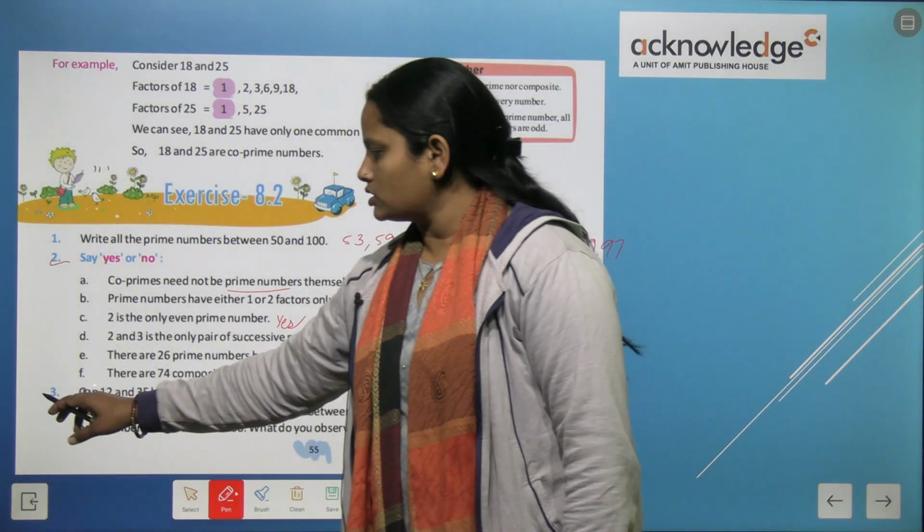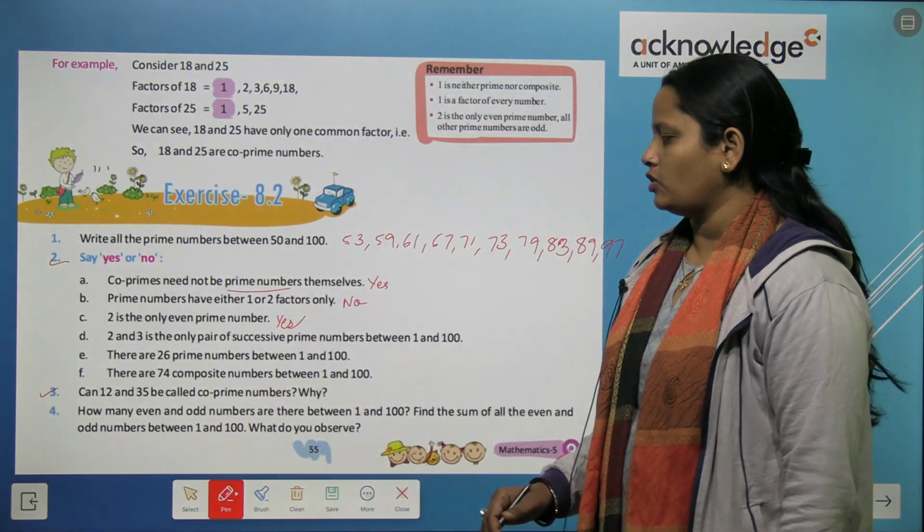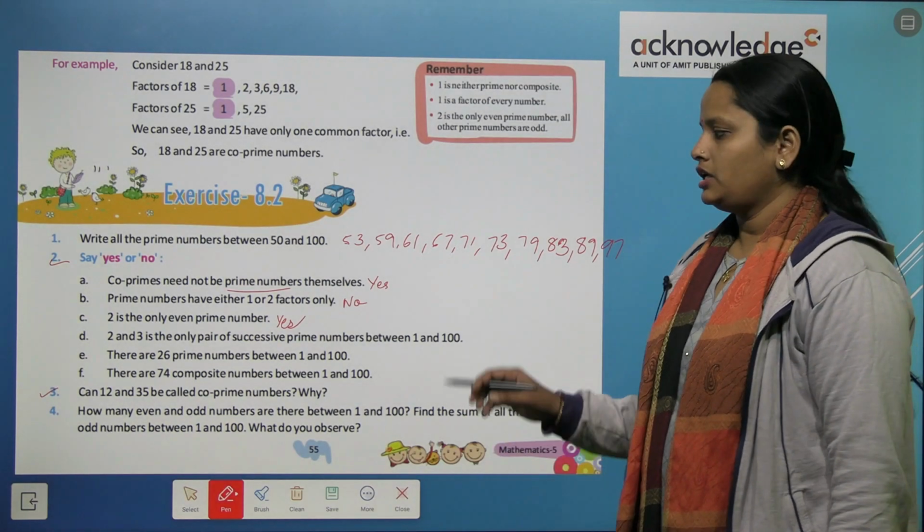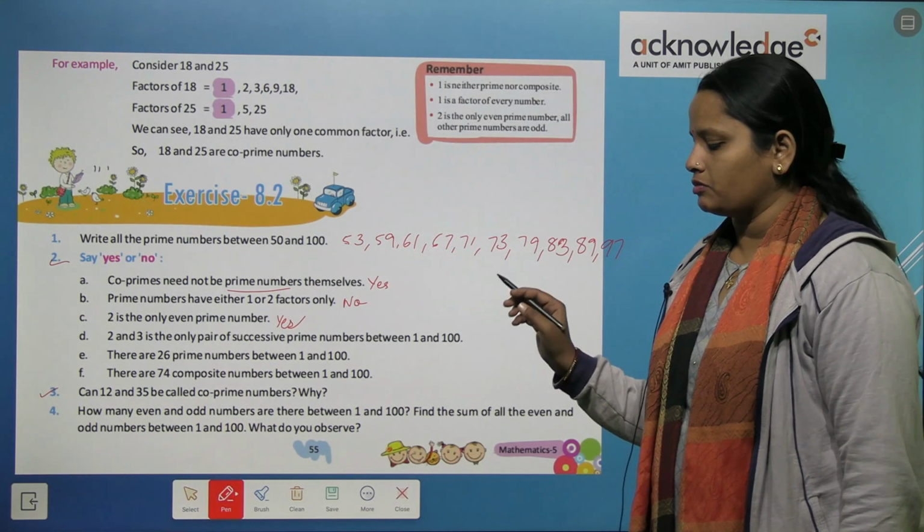Now let's do this question number 3. Can 12 and 35 be called co-prime numbers? Why? क्या 12 और 35 co-prime numbers हो सकते हैं?